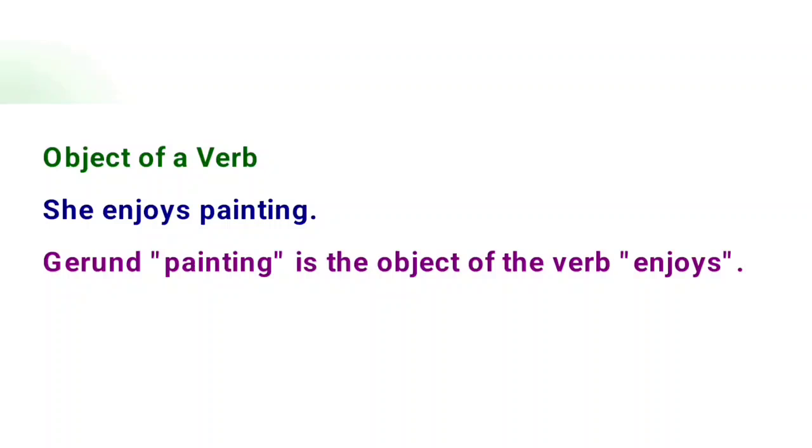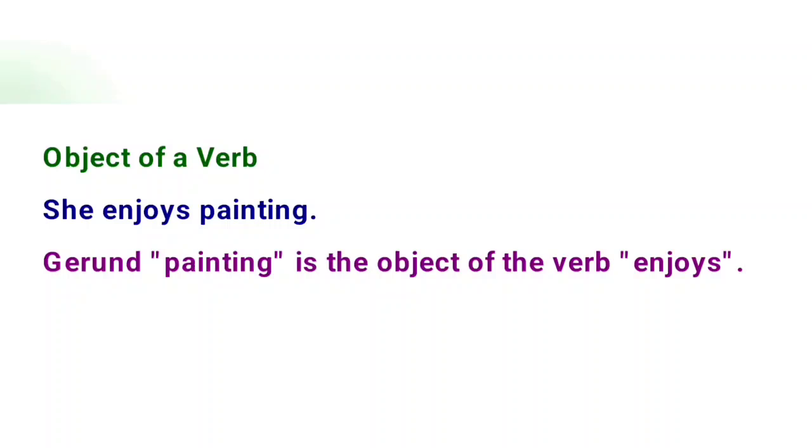A gerund also works as the object of a verb. For example, she enjoys painting. In this sentence, enjoys is the verb and painting works as an object, and this word painting is a gerund in the sentence that works like an object. So in this sentence, the gerund works as an object of a verb.